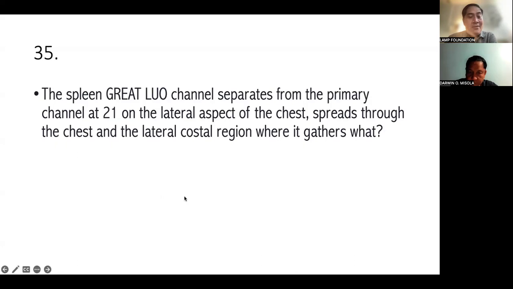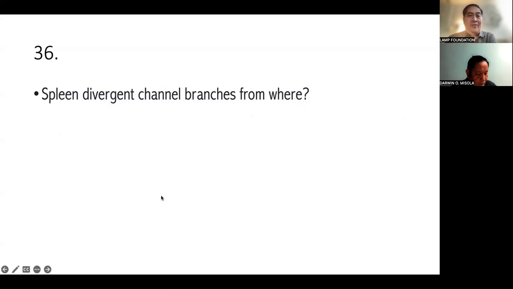Okay, the spleen great luo channel separates from the primary channel at SP21 on the lateral aspect of the chest, spreads through the chest and the lateral costal region where it gathers what? The blood of the luo connecting channels of the whole body. Yes, very good. Congratulations.